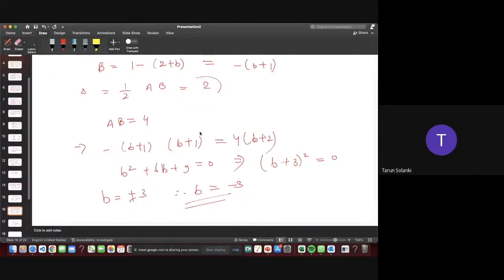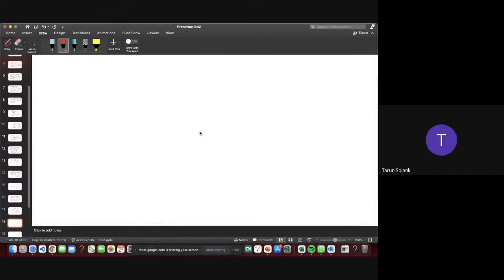Okay, so copy this part also. Next is the length of perpendicular from origin to tangent.